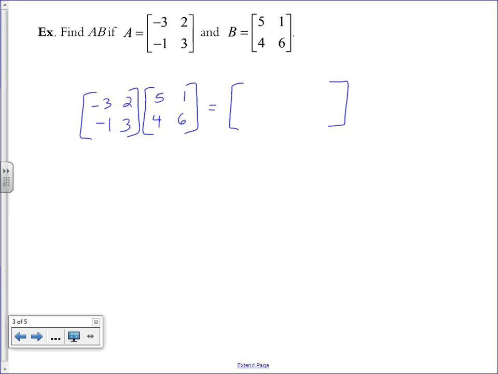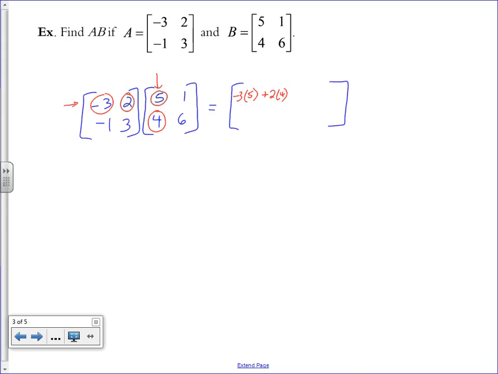I'm going to start by taking the entire first row of matrix A and multiplying it by the entire first column and adding the results together. That's going to go in the first spot in my answer matrix. So I'm going to take -3, multiply it by 5, and to that I'm going to add +2 multiplied by 4. The result of that all together is the first element of my answer matrix.